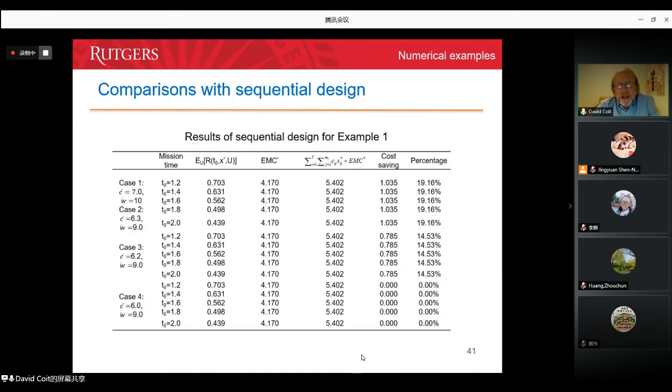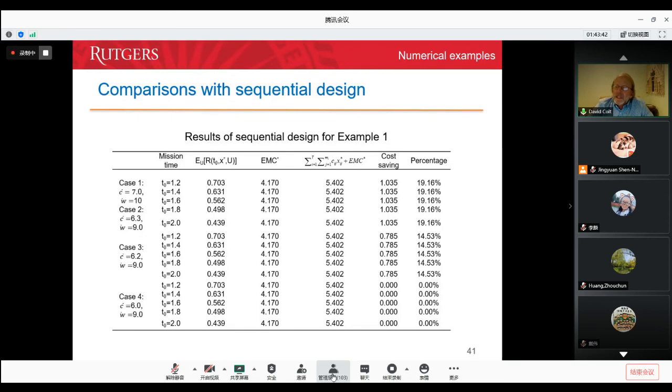We first solved a reliability optimization problem. Then, given that design, we solved the minimum cost. I may have some problems in this table, but the column to the far right is correct. Now you look at the bottom one for case number 4, the percentage saving is 0. I think the student was afraid to show those to me. That says if I did the sequential design and then maintenance planning, I get the same solution. Well, that's not surprising. Sometimes it does work.